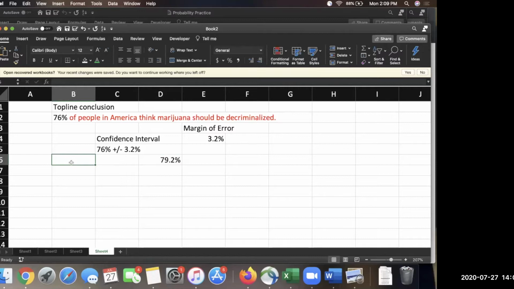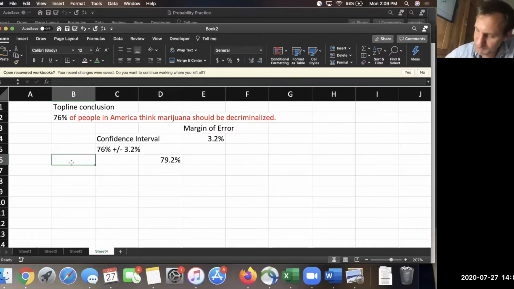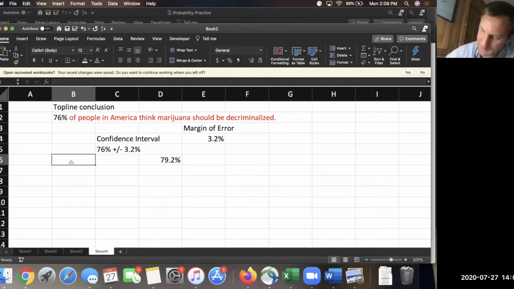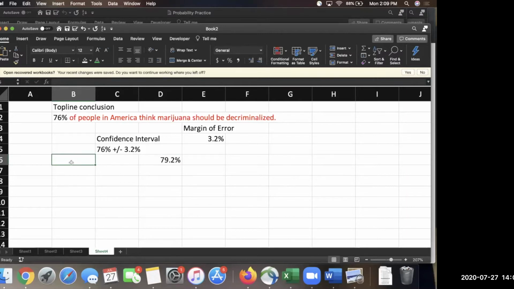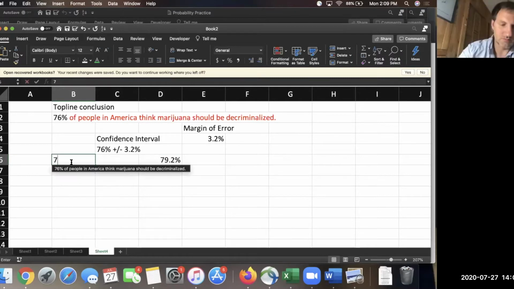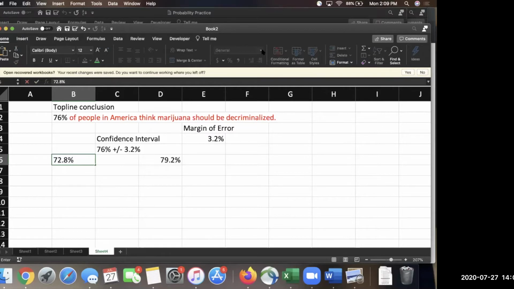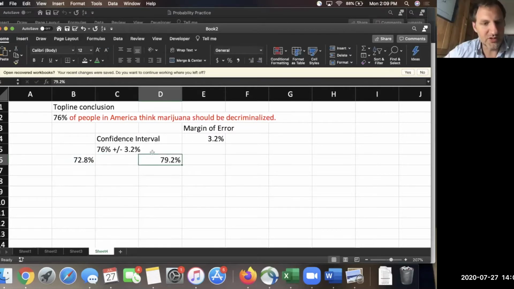You guys understand where the 79.2% came from? Yes. So what's the other side? 72.8%. That sounds pretty good. Okay, so that's my confidence interval, somewhere between this and this.